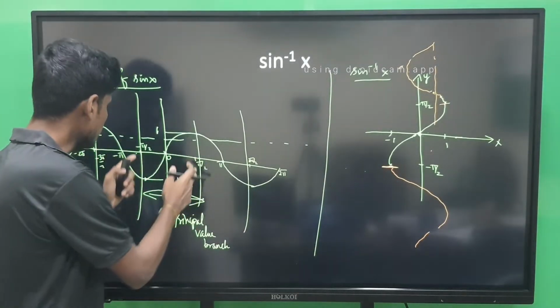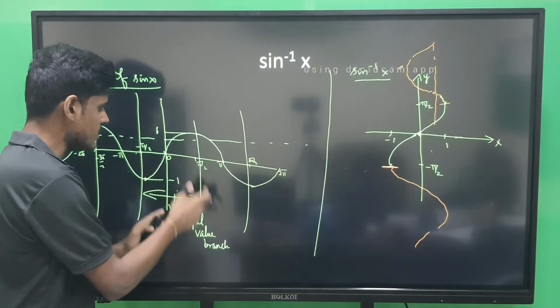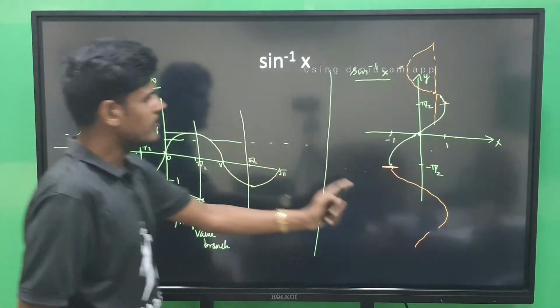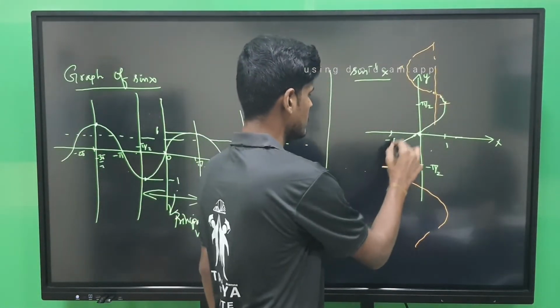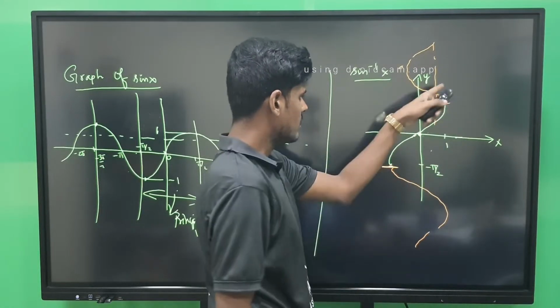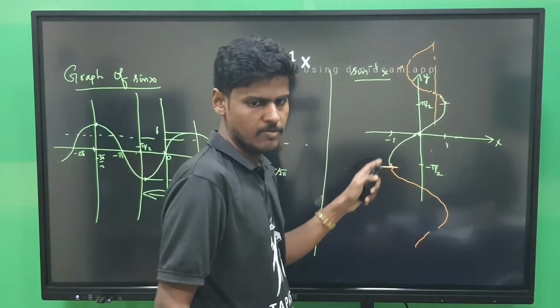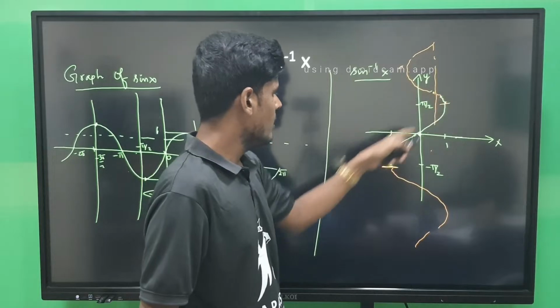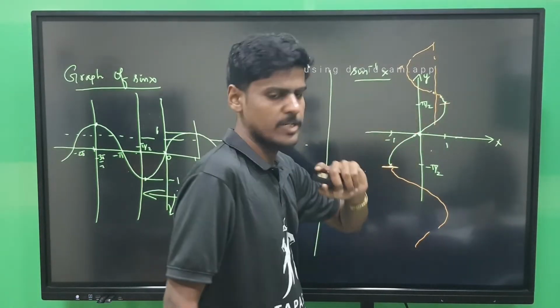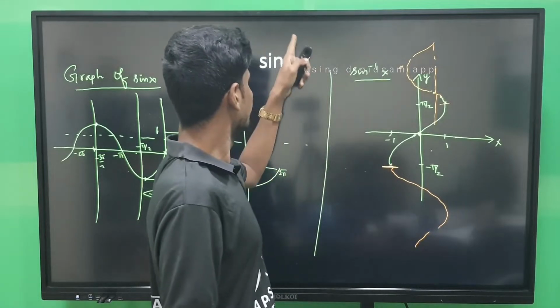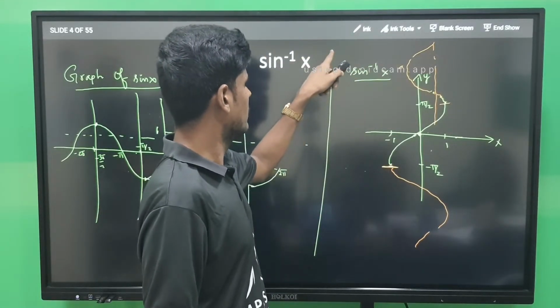So that means this branch will become the principal value branch, and we will mark this only for this region. So we will take this region and mark the answer. This is the inverse trigonometric function curve between minus 1 to 1 domain, and range is minus pi by 2 to pi by 2.